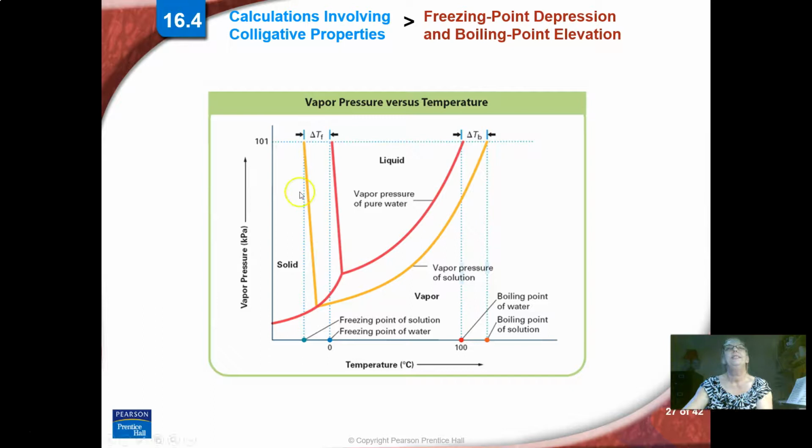So this is showing our normal phase diagram, and this is water. The red's water, pure all by itself. But if we add some solute, it changes where these things happen. So that's what we're talking about in colligative properties.